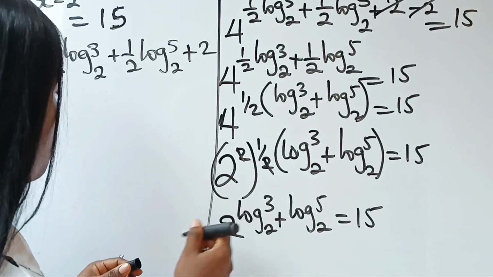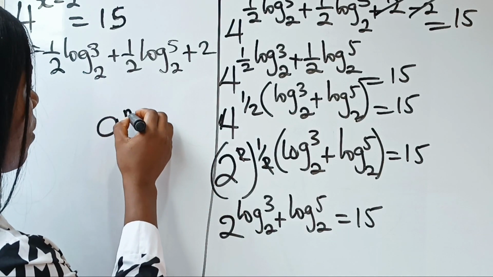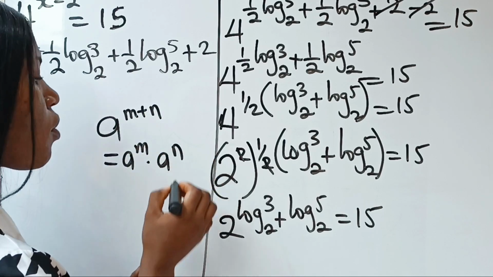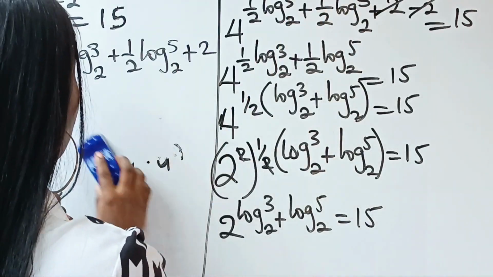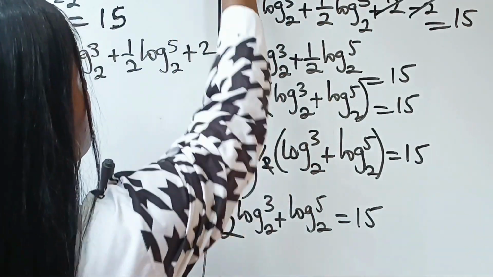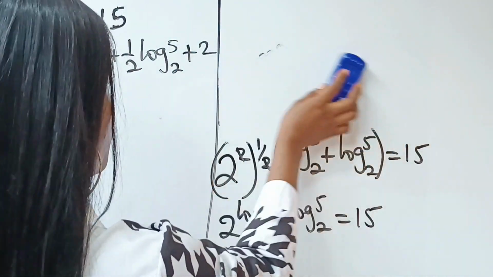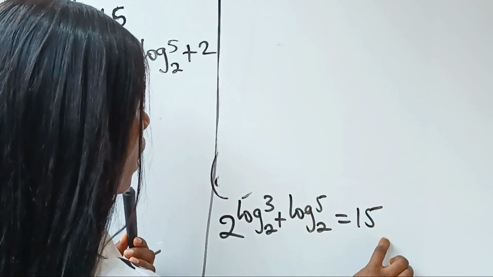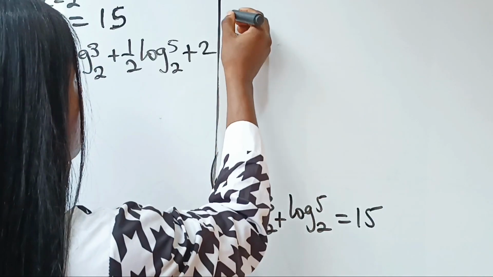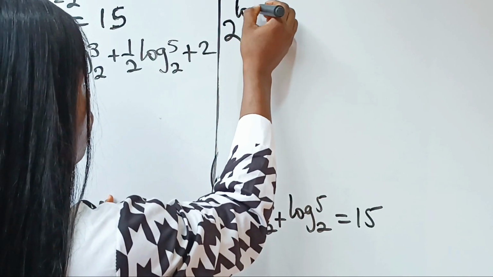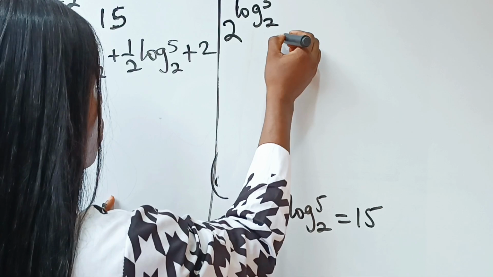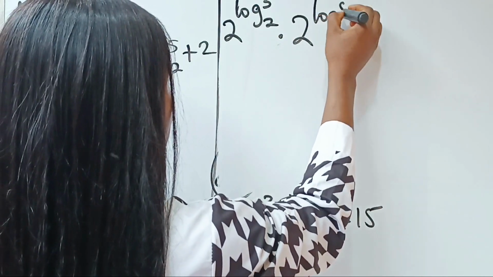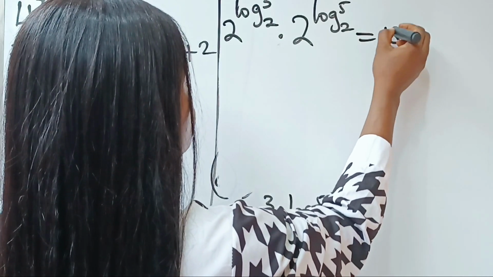Recall that when you have a raised to the power of m plus n, this is equal to a to the power of m multiplied by a to the power of n. So that means we can now rewrite this as, permit me to clean from here. Okay, so this is what we have. That means we can rewrite this as 2 to the power of log 3 base 2 multiplied by 2 to the power of log 5 base 2 is equal to 15.